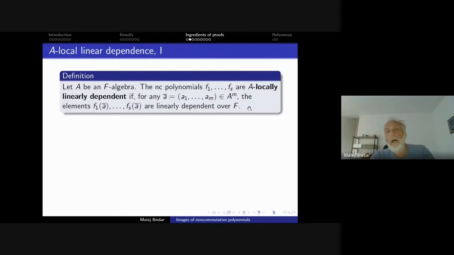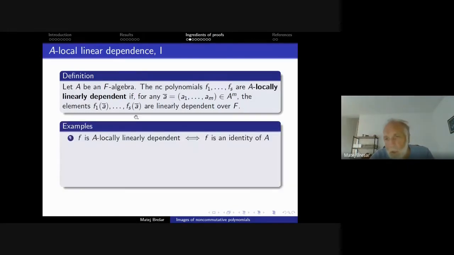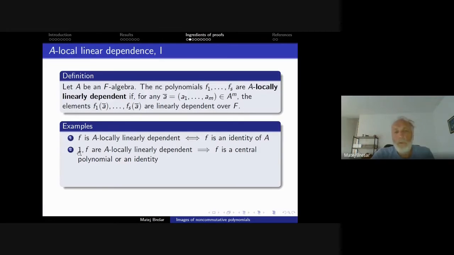Of course, if they are linearly dependent in the usual sense, then they are automatically also locally linearly dependent for any algebra. But the converse is obviously not true. For example, a single polynomial f is locally linearly dependent if and only if f is an identity of A. Also, the constant polynomial 1 and f are locally linearly dependent. What does it mean? It means that f is a central polynomial or an identity. This is just an obvious consequence of this definition.